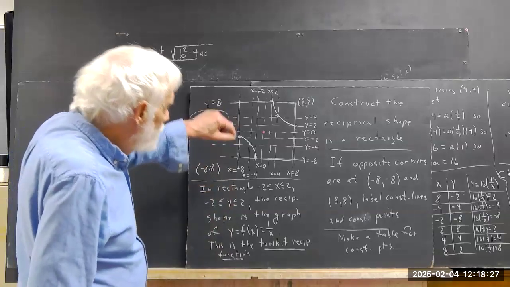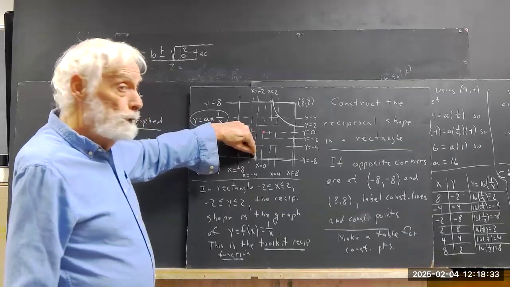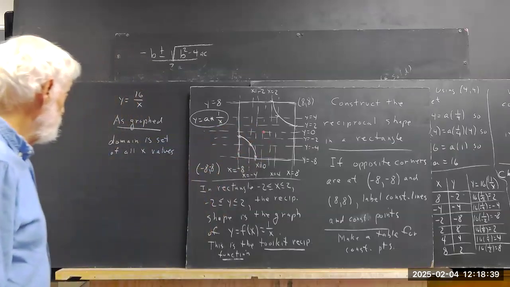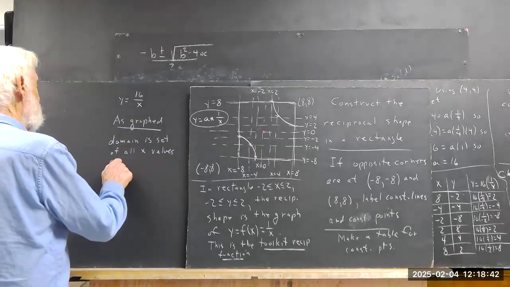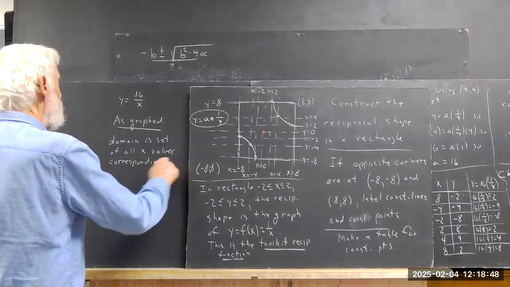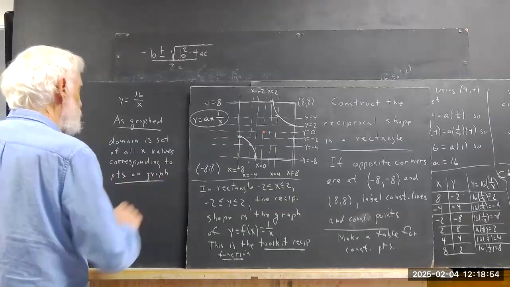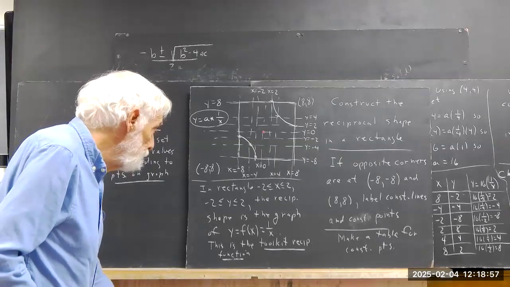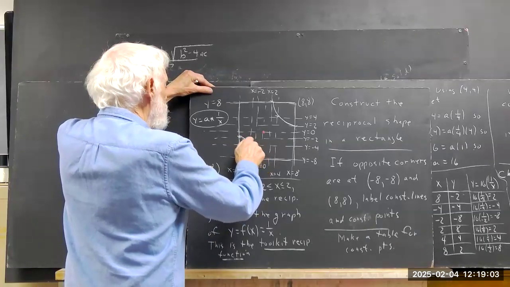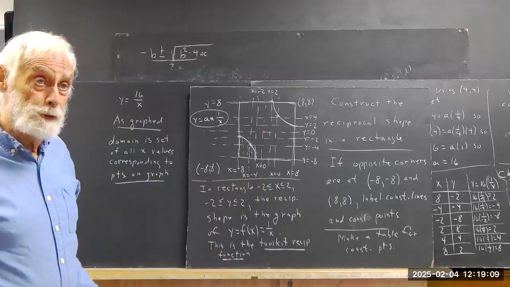Well, the x values on this graph go from -8 up to -2. And there are no more x values that correspond to the points on the curve. So it's a set of all x values corresponding to the points on the graph. And where are those x values? Well, we can draw some points on the graph, and we can figure out what the x values are. They're these, right? You understand what I just did?